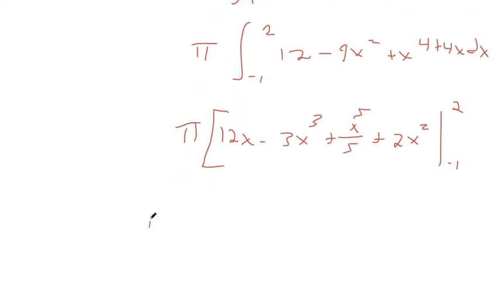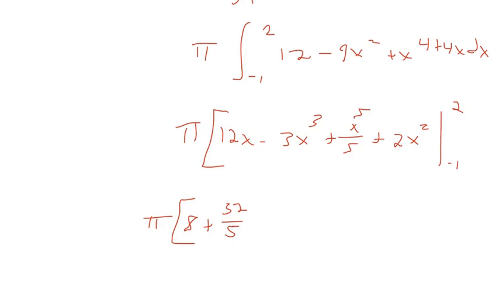So if I plug in 2, I'm going to get 24, and 2 to the third is 8. 8 times 3 is 24. So 24 minus 24 is going to give us 0 when I plug in 2. And then I've got 2 squared is 4. 4 times 2 is 8. So I've got 8 plus, what's 2 to the fifth? 8 plus 32 over 5 when I plug in x equals 2 into our antiderivative.